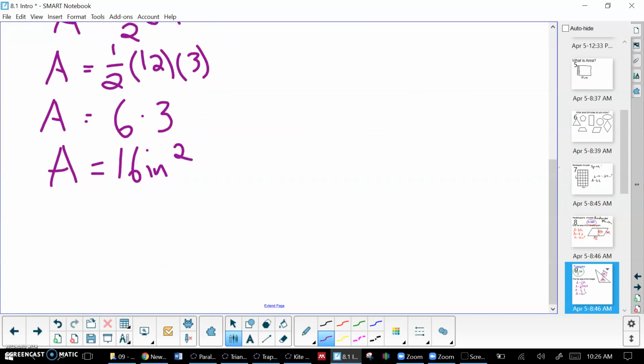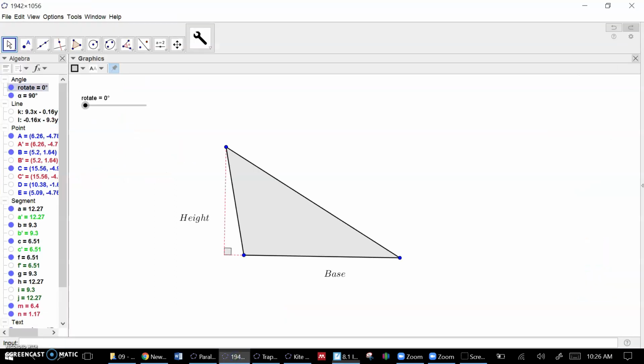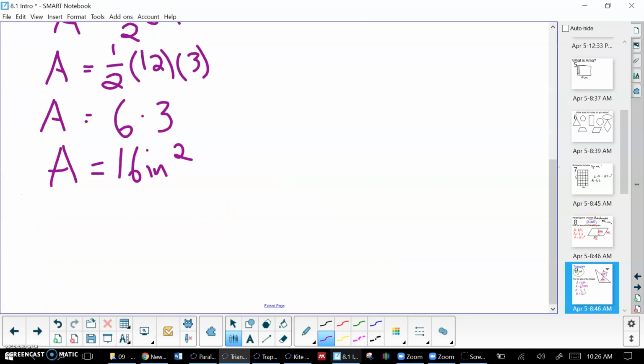Last part here for triangles, let's just take a look at where that formula comes from. Here I've got a triangle with the base and the height labeled. What you'll see here is if I make a duplicate copy of it and rotate it around, it turns into a parallelogram. And so since a parallelogram is measured by base times height, a triangle, which is just half of that parallelogram, is 1/2 base times height.